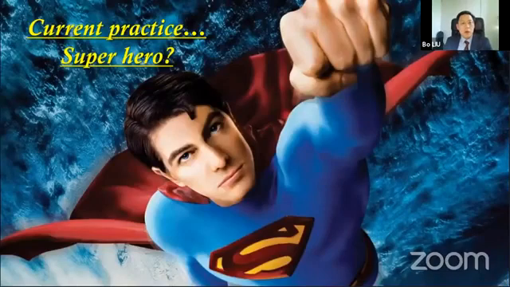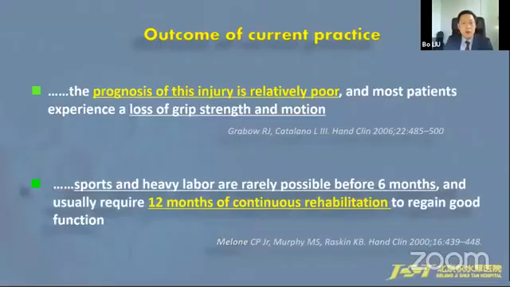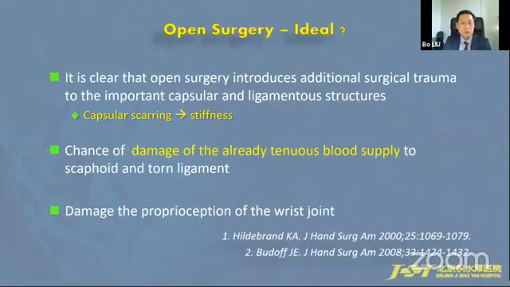However, we all know that we are not like hip surgeons. The current practice for perilunate injuries is not so perfect. Evidence has shown that the prognosis of the injury is relatively poor, and most patients experience a loss of grip strength and motion. And sports and heavy labor are rarely possible before 6 months. Patients usually require 12 months of continuous rehabilitation to regain good function. So it's clear that open surgery introduces additional surgical trauma to the important capsular ligament structures, and capsular scarring may cause stiffness of the joint.